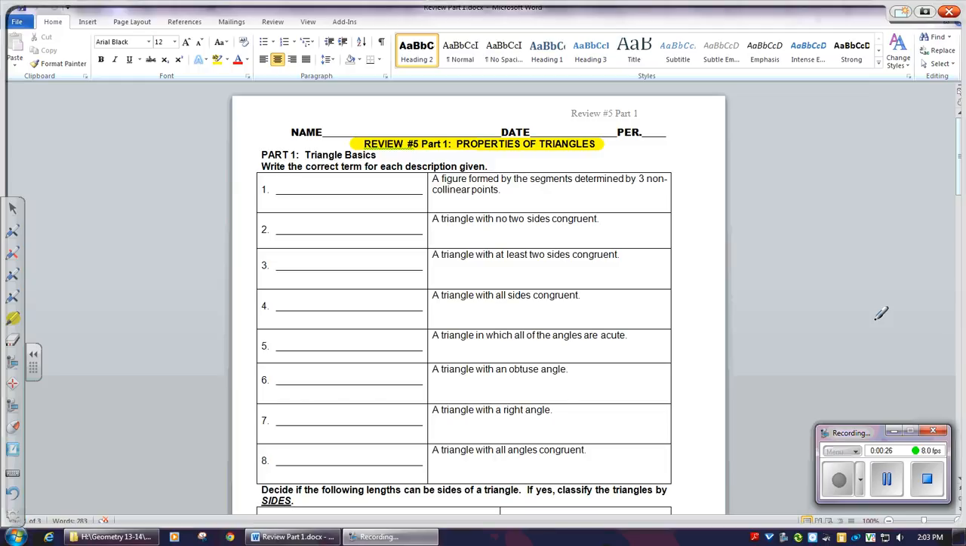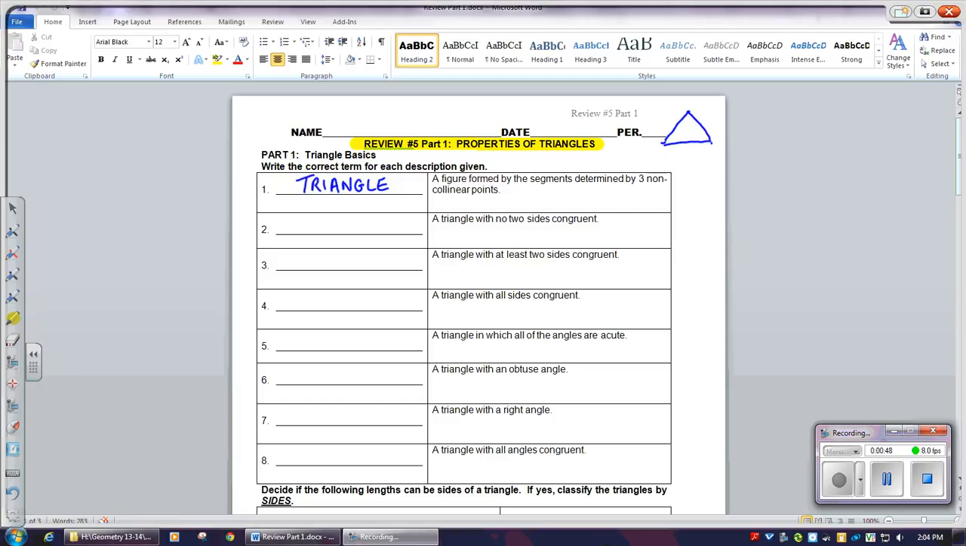The first set of questions, they want names. They want the words. We want what it is. Number one says a figure formed by the segments determined by three non-collinear points, and those segments will form a triangle. Remember, non-collinear, not on the same line. So if I have 3 points not on the same line, I form a triangle.